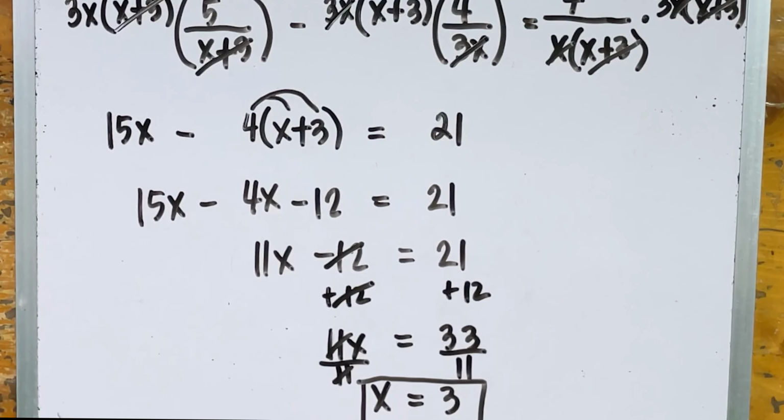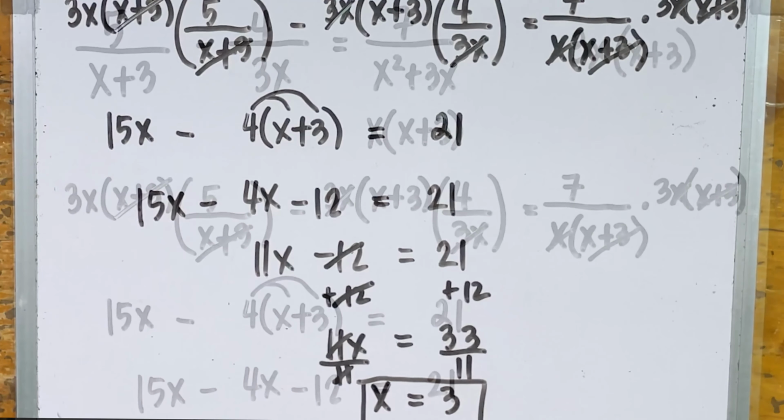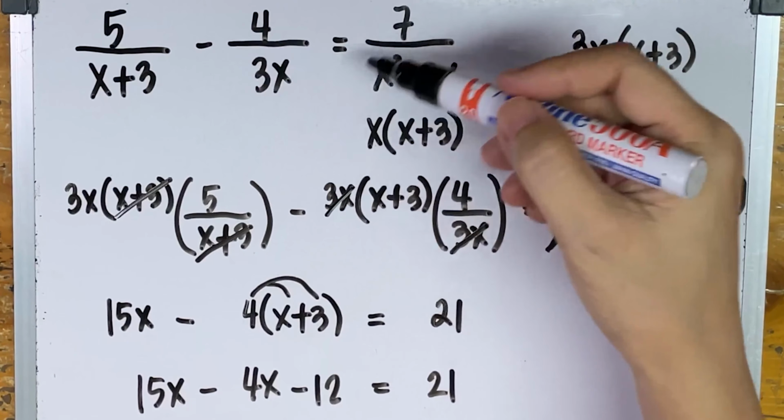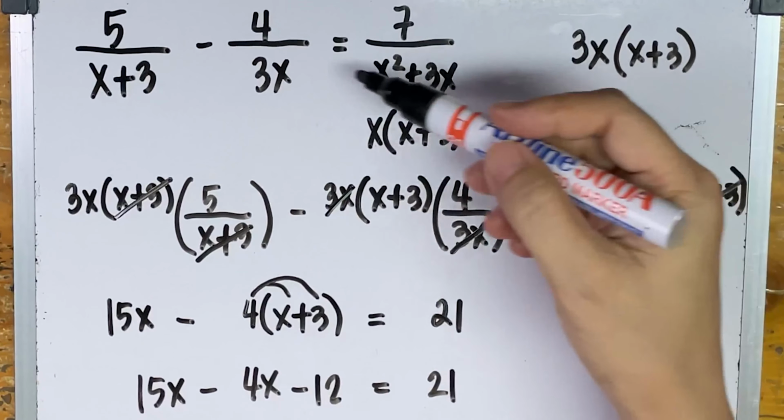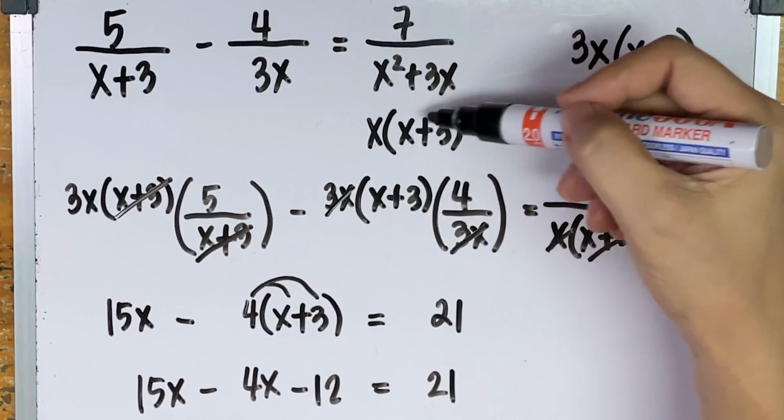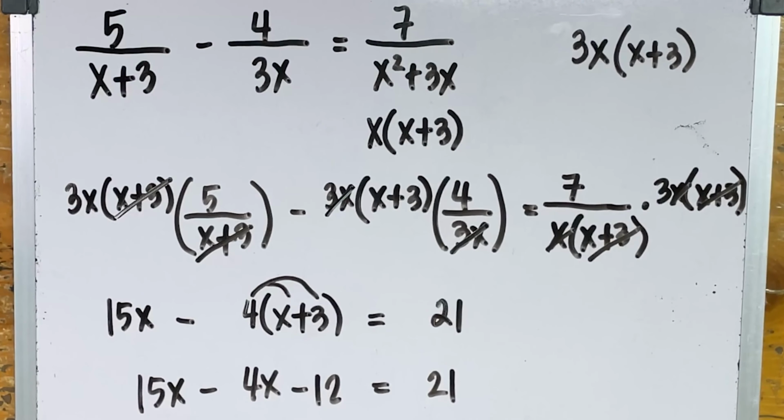Now, you can check whether your answer is correct simply by substituting 3 in the original equation and then finding out if that is equal to this expression over here. So remember, our goal is to eliminate the denominator by multiplying it by its LCD, just like what we did here. And once we eliminated it, we can simply distribute, combine like terms, simplify, and solve for the unknown.